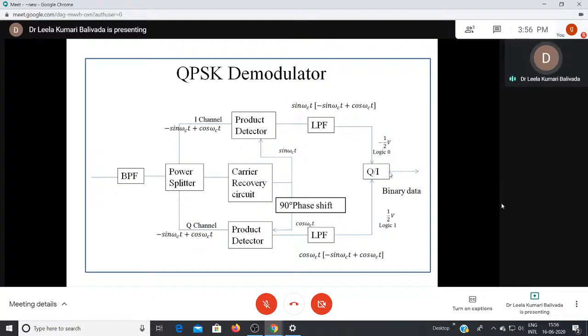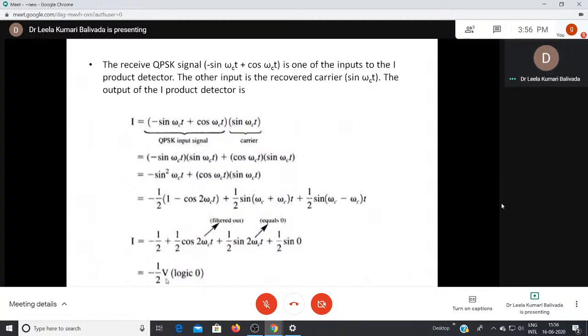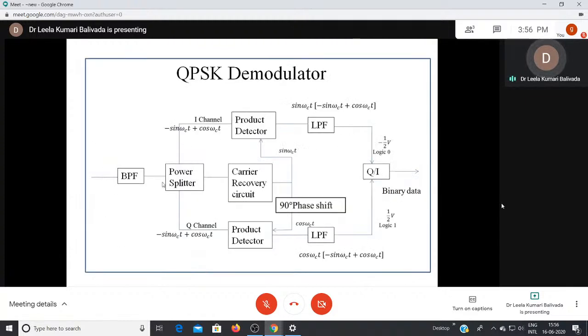So at the bit combiner, we will be having minus 1 by 2 volts. So this minus 1 by 2 volts is represented as logic 0. Therefore, I is represented as logic 0. So in a similar fashion, for the Q channel, we have to do the same procedure.